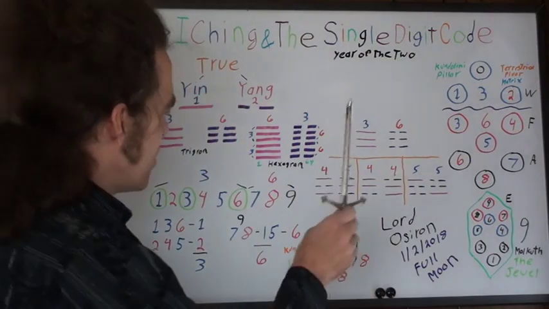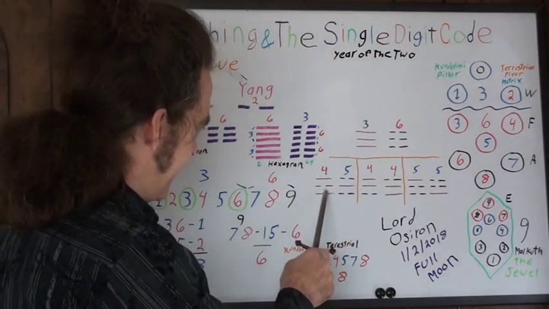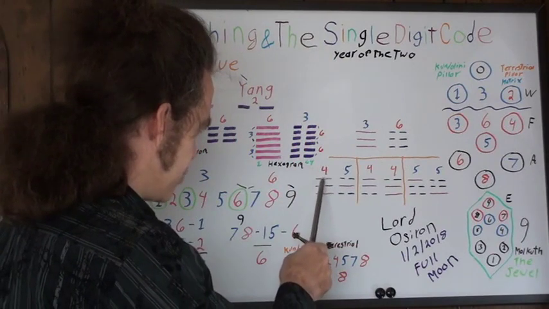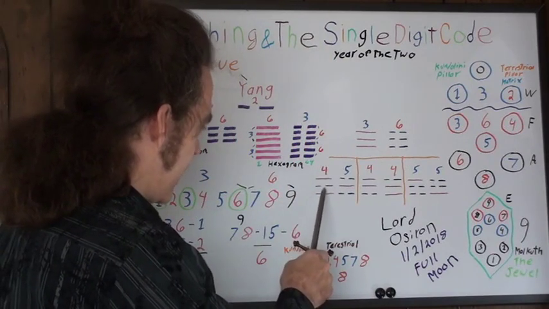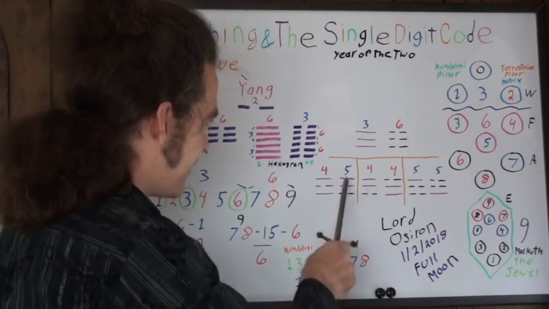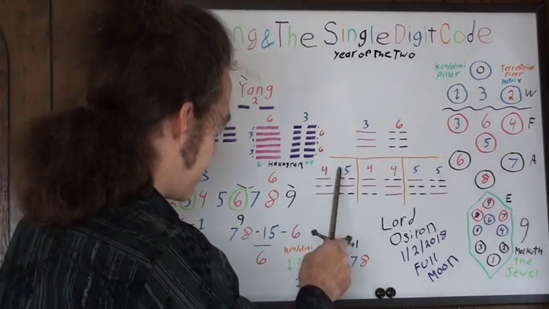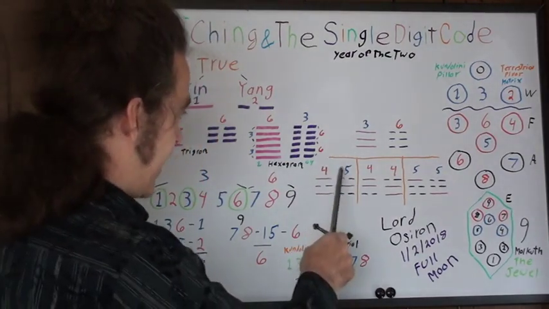And now the single digit code is going to validate this as true, okay? Because the number of lines used in this construct is 4. There's 4 lines used. You've got 2 solids and then 1 broken line. So that gives you 4. And on this side it gives you 5. So 1, 2, 3, 4, 5. So the single digit code is showing you that. And then what does 4 and 5 become? 9.